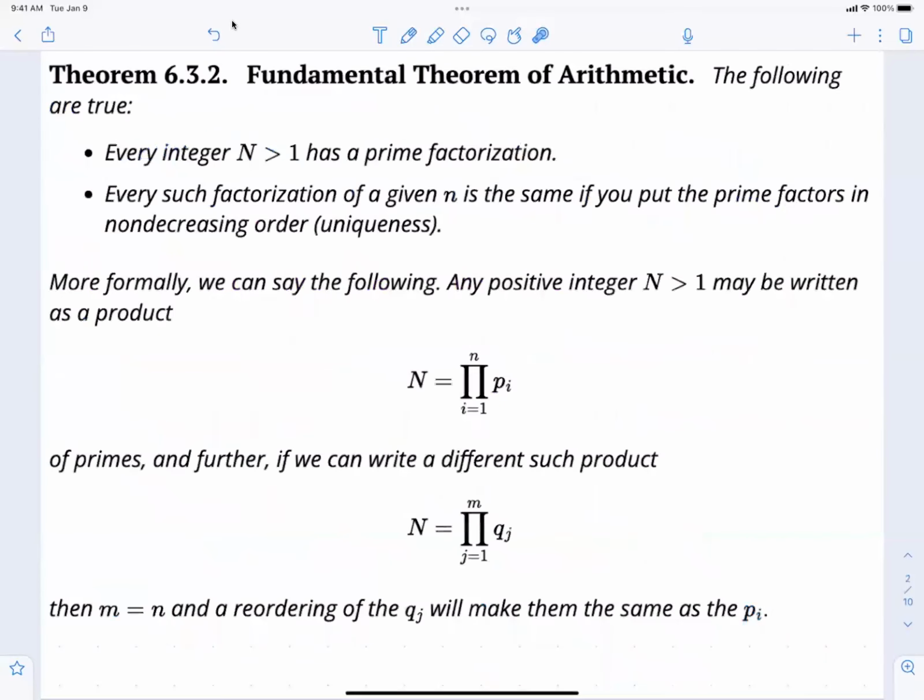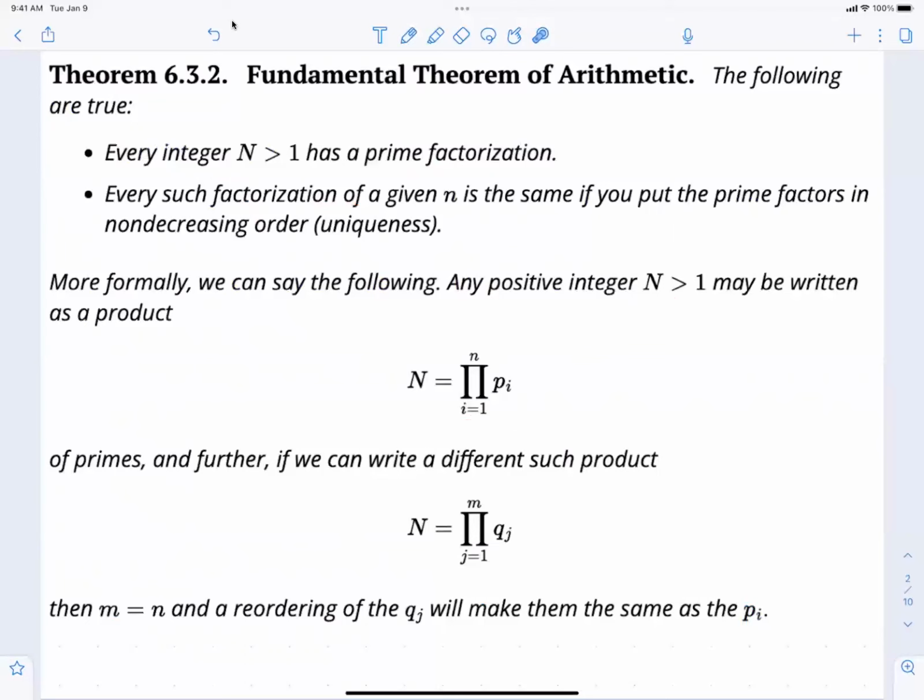So let me recall the statement, and this is copied from your textbook. It says that every integer can be factored into prime numbers. In other words, any positive integer can be written as a product of prime numbers. And then moreover, that this factorization is essentially unique. So if you have two different ways of writing it as a product, then up to reordering the way you write it, you're going to have the same thing.